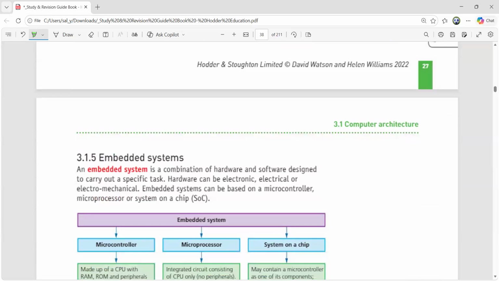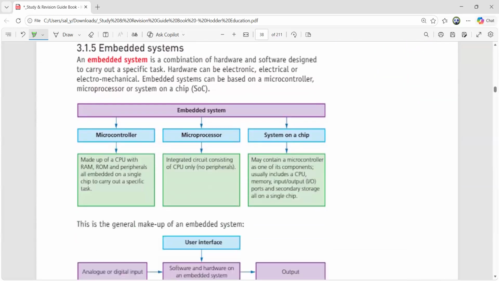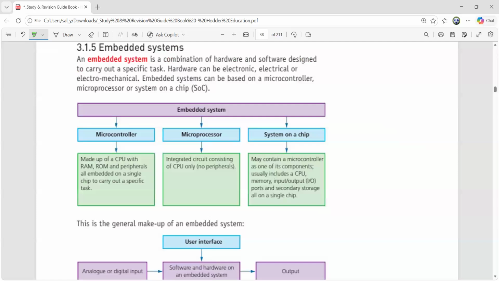That was good. Okay. Embedded system, again, a very important topic from the examination point of view. What is it? A combination of hardware and software designed to carry out a specific task. Now remember, a dedicated task. Embedded systems are just designed to perform one special task or one specific task or one dedicated task. Hardware can be electronic, electrical, or electromechanical. Embedded systems can be based on a microcontroller, microprocessor, or a system on chip, SoC. So this was just a brief discussion of what an embedded system is. A combination of hardware and software designed to carry out a specific task.